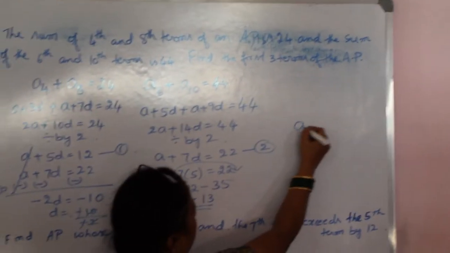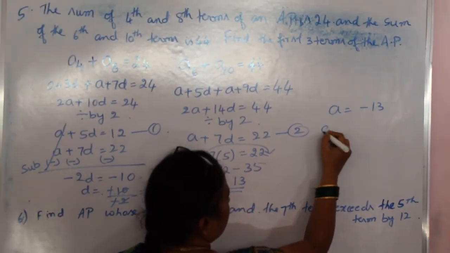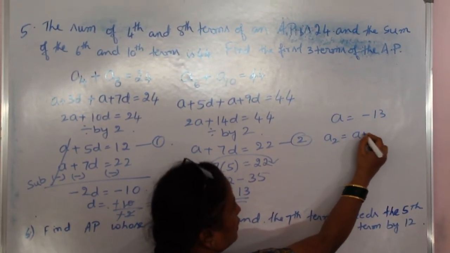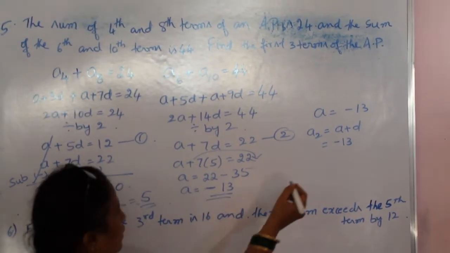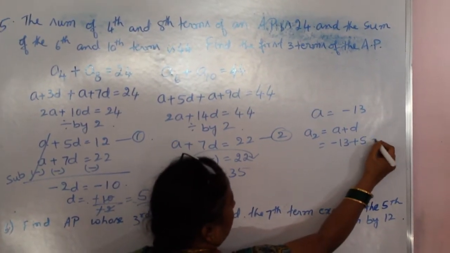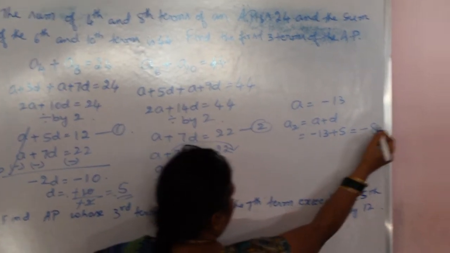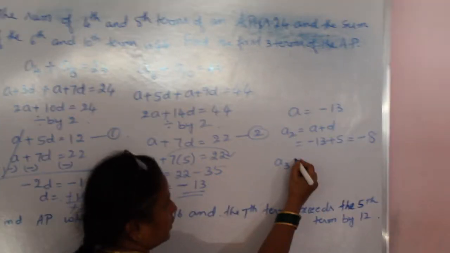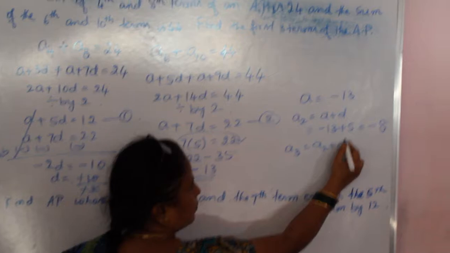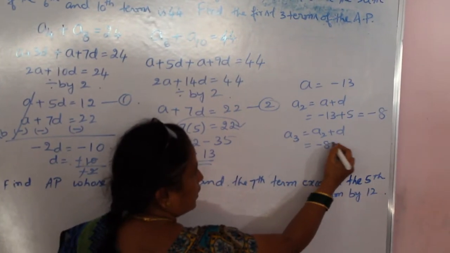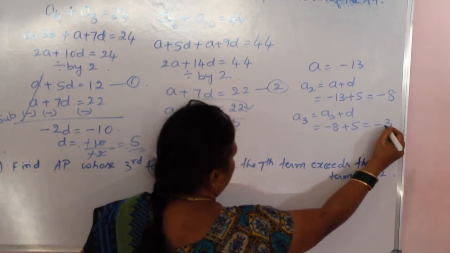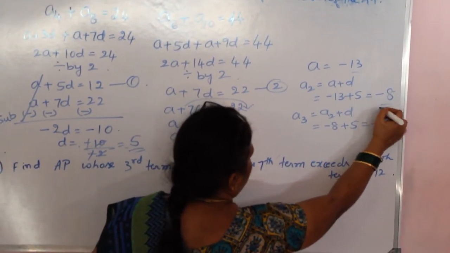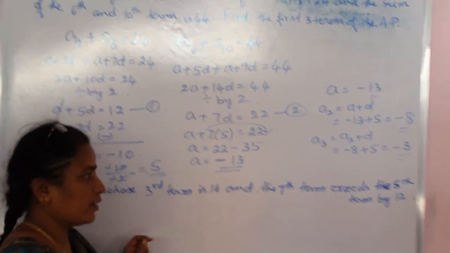So first term we are getting A equals minus 13. Second term is what? A2 equals A plus D. A is what? Minus 13. D is plus 5. So minus 13 plus 5 is minus 8. Next, A3 equals A2 plus D. A2 is what? Minus 8. D is plus 5. Minus 8 plus 5 is minus 3. So these are the three terms.